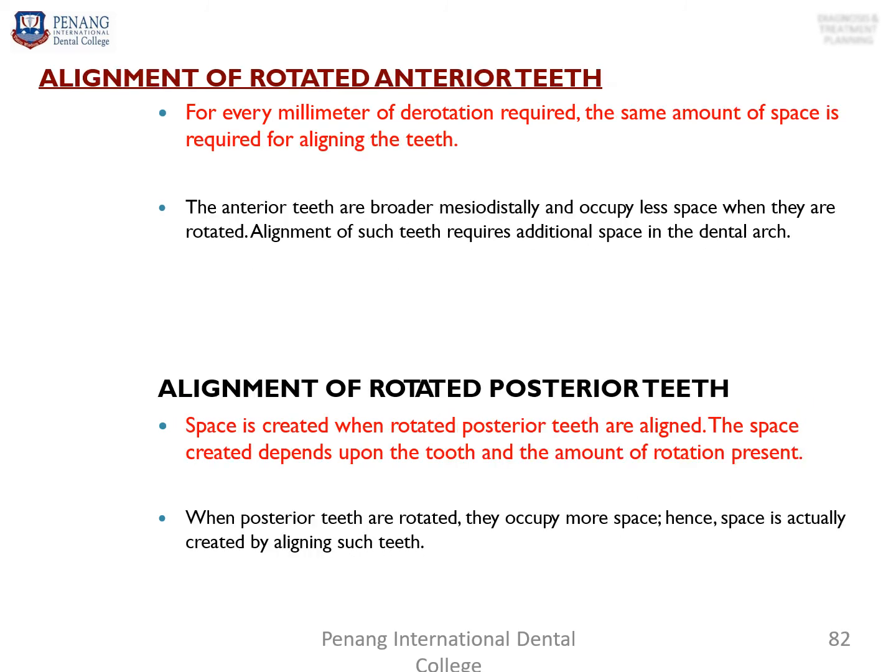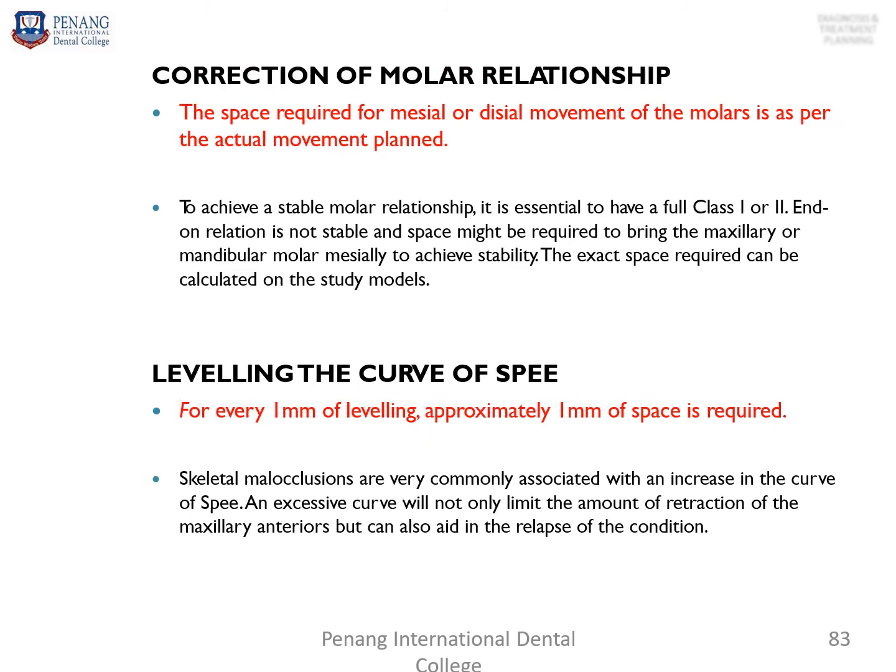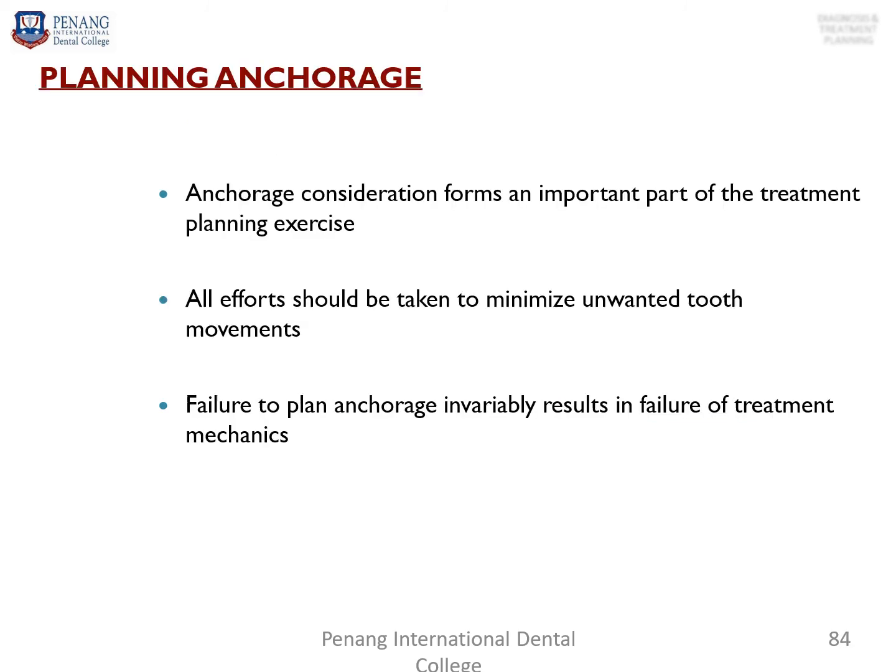Same for alignment and rotation: the amount of space available and the amount of space you need to derotate it is what you need to understand, and decide whether you want to go for extraction or for proximal stripping. For correction of molar relation, whether you want to move the molar mesially or whether distalization of molars is required depends upon how much space is available and how much you need. Also, for leveling the curve of Spee, for every 1 mm of leveling you require 1 mm of space.